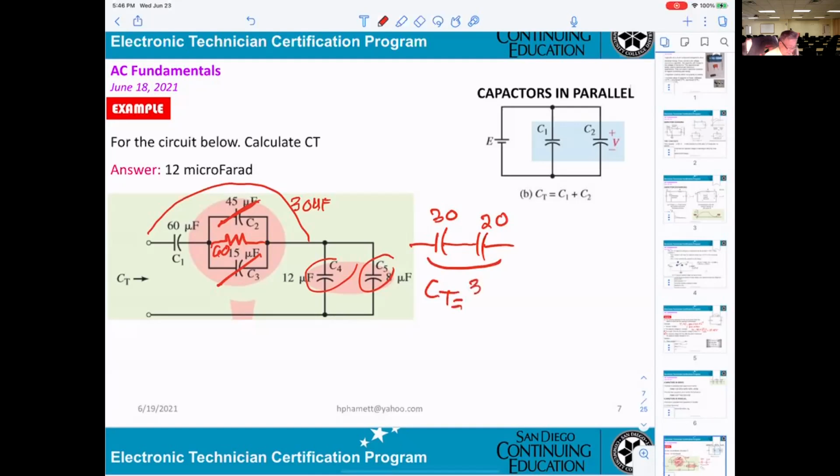30 times 20 over 30 plus 20. So what do you get? 12 microfarads. Okay, the answer will be here.